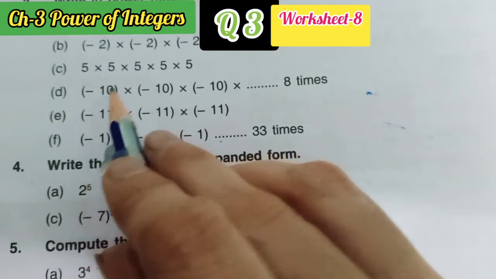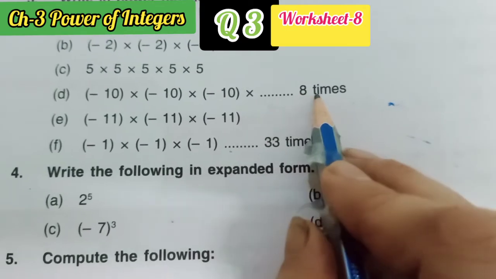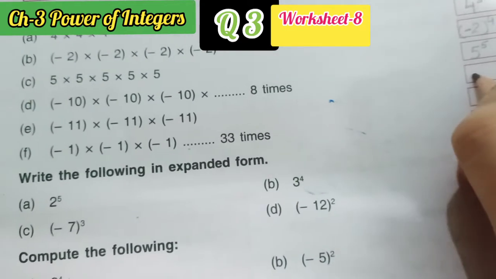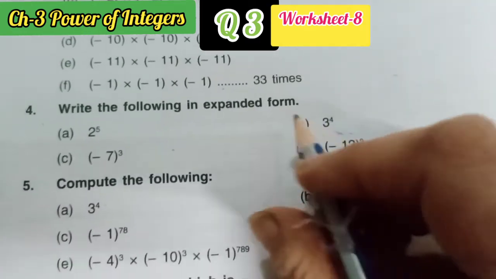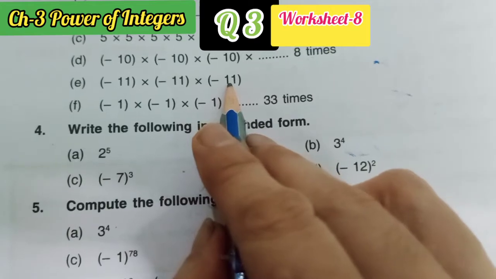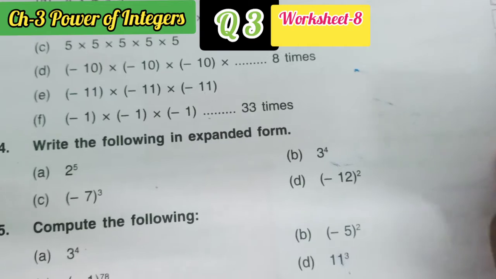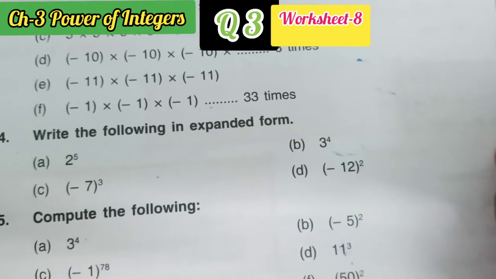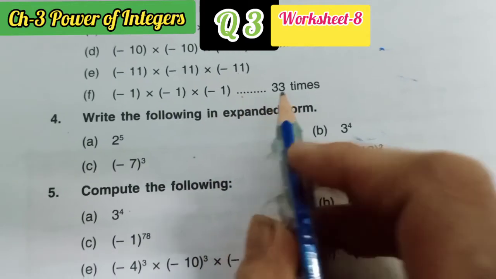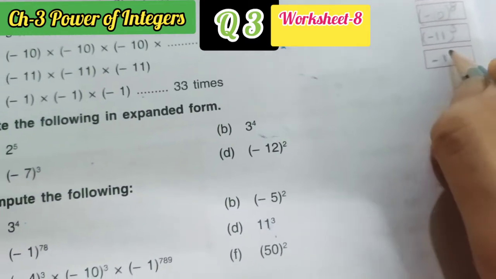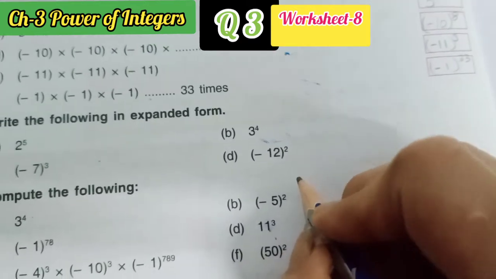Here minus 10 is multiplied 8 times. Here it is given dash dash dash up to 8 times. So minus 10 is the base and exponent is 8. Minus 11 is multiplied 3 times by itself. So minus 11 is the base and 3 is the exponent. Minus 1 is multiplied 33 times. So minus 1 raised to power 33.